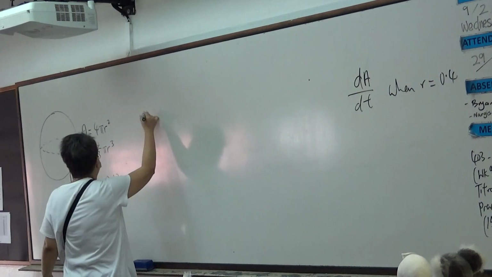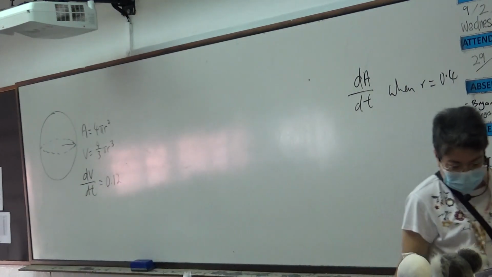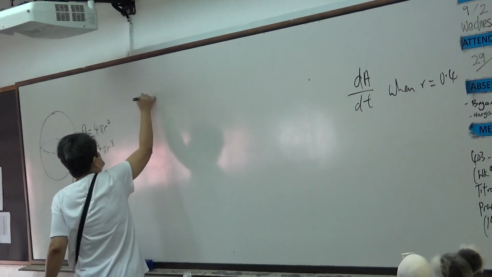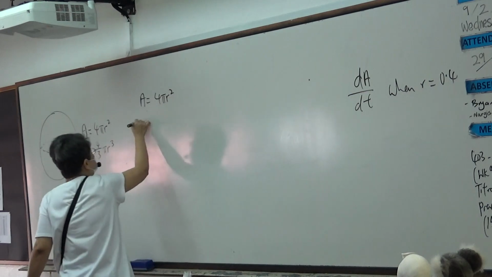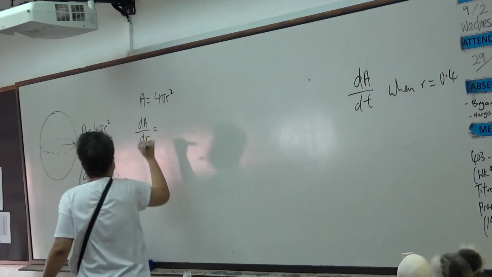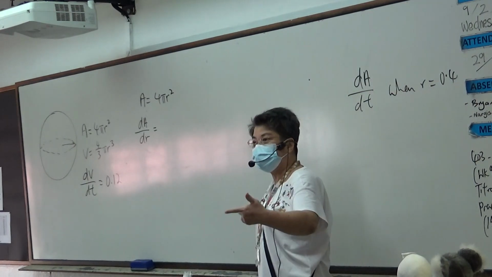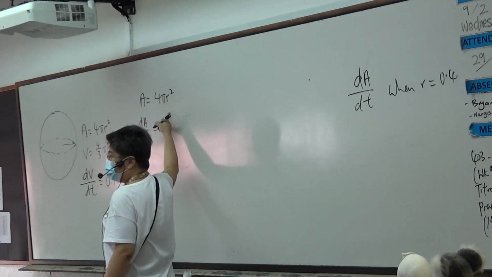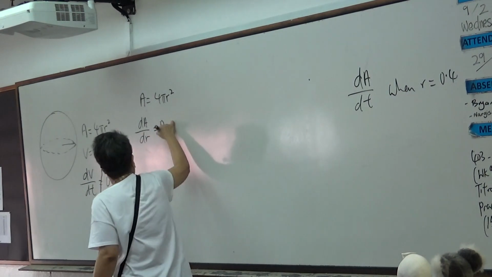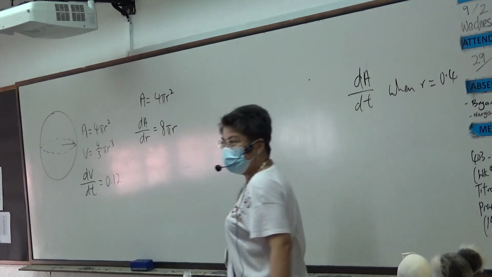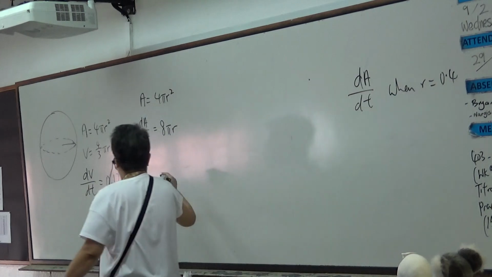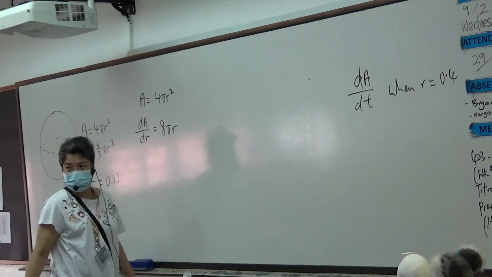First of all, let me ask you something. If A is 4 pi r squared, what is dA/dr? That means I differentiate A with respect to r, right? So what will it be? If I differentiate this, 8 pi r, right? Everybody okay here first? Okay, now, dA/dr is this.